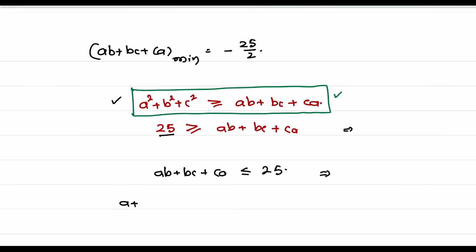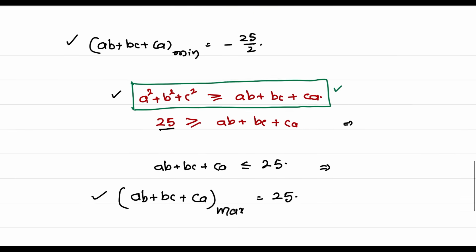This implies ab plus bc plus ca, the maximum value is equal to 25. That is the maximum value I am talking about. Then I have removed the inequality, less than or equal to, and made it equal to, and that is the maximum value. We have got the minimum value, we have got the maximum value.